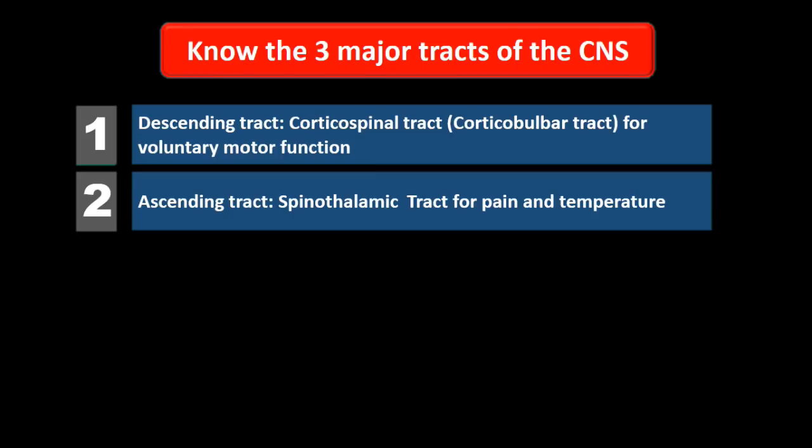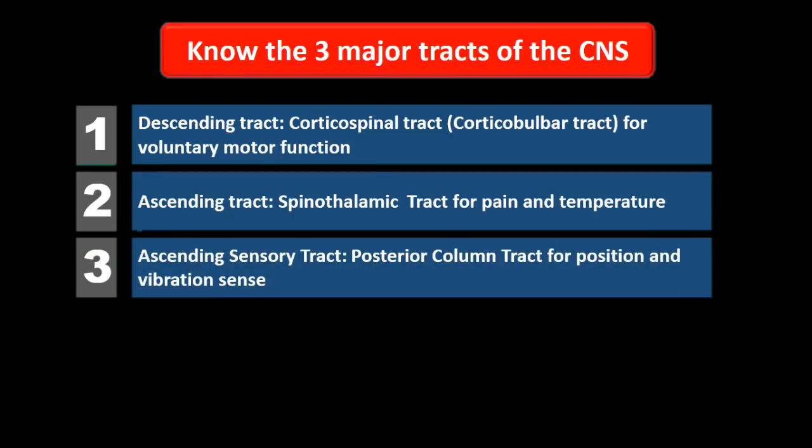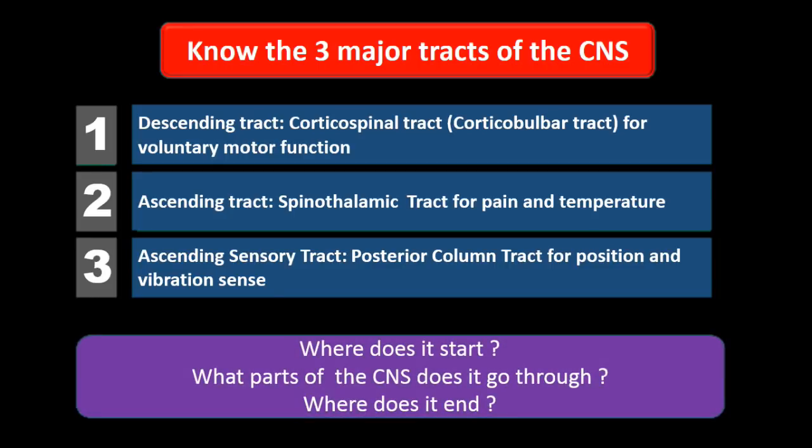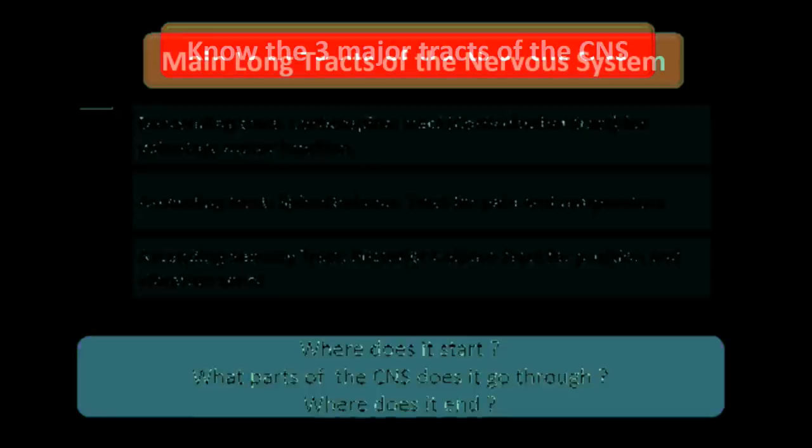So take note of the decussation. We'll show that later. The third one is another sensory ascending tract, the posterior column tract, which is responsible for position and vibration sense. Your question would be, where do these tracts start? What parts of the central nervous system does it go through, and where does it end? Try to know that.